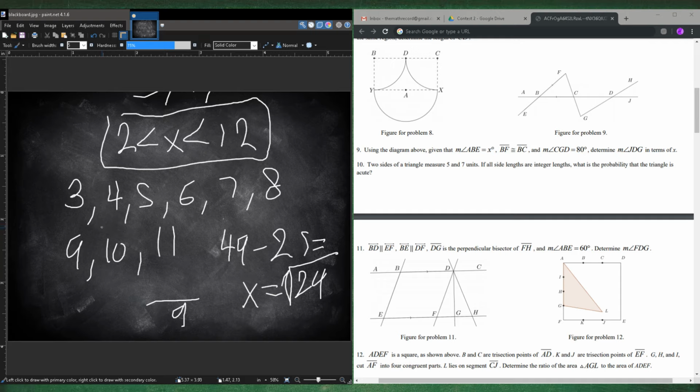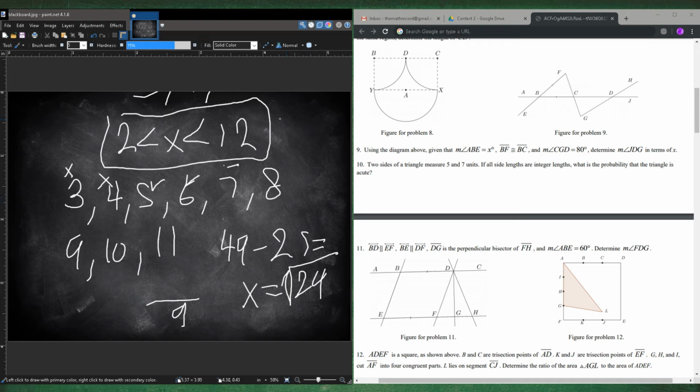Wait, 3 squared doesn't work. Sorry, 3 won't work because that's too small, since it has to be greater than square root 24. So 5 works, 6 works, and 7 will work. 4 won't work. Since 8 is greater than 7, we're going to have to recalculate that.